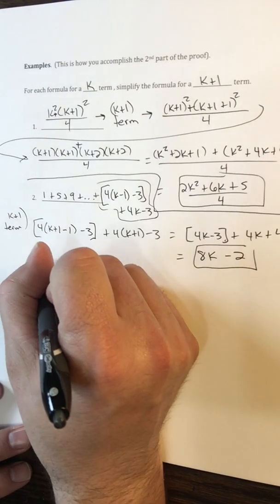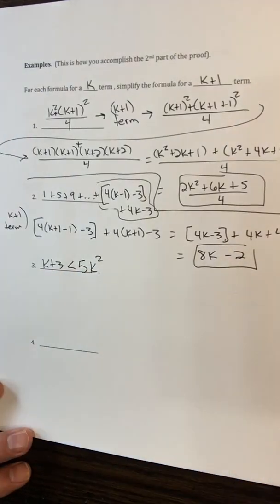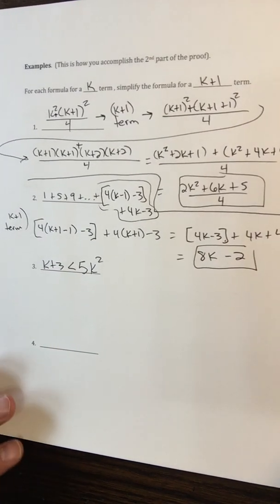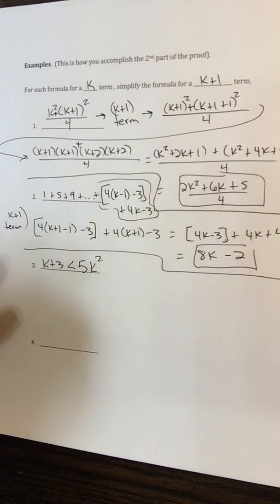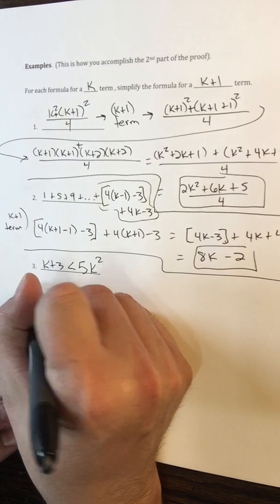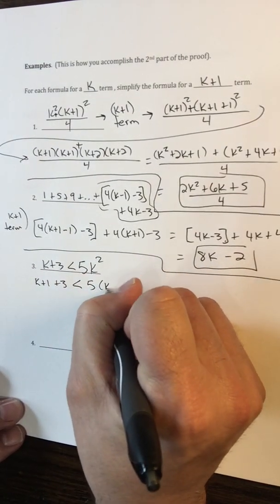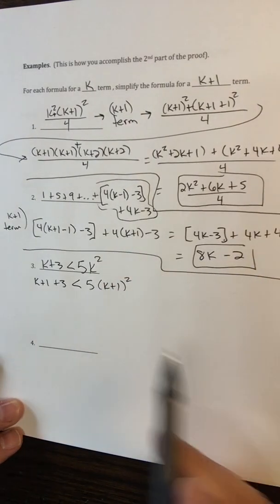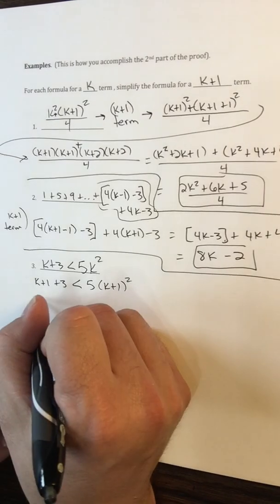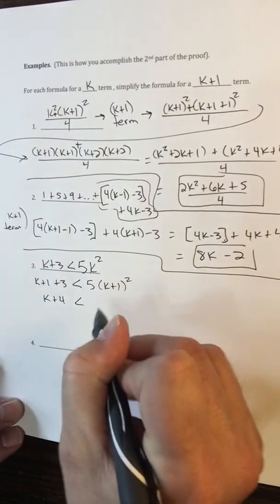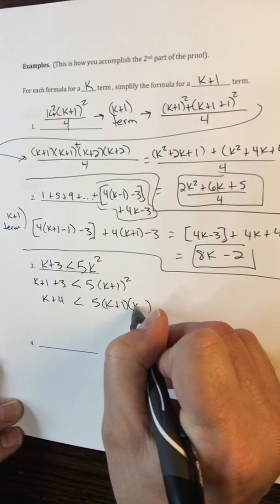Now I'm going to get a little weird, and I'm going to go with an inequality. All I want you to do for now is just work on the idea of substituting a k plus 1 and then simplifying. So this is k plus 1 plus 3 is less than 5 times k plus 1 squared. When k turns into k plus 1, multiplying it, squaring it becomes more difficult, right? So this would be k plus 4.